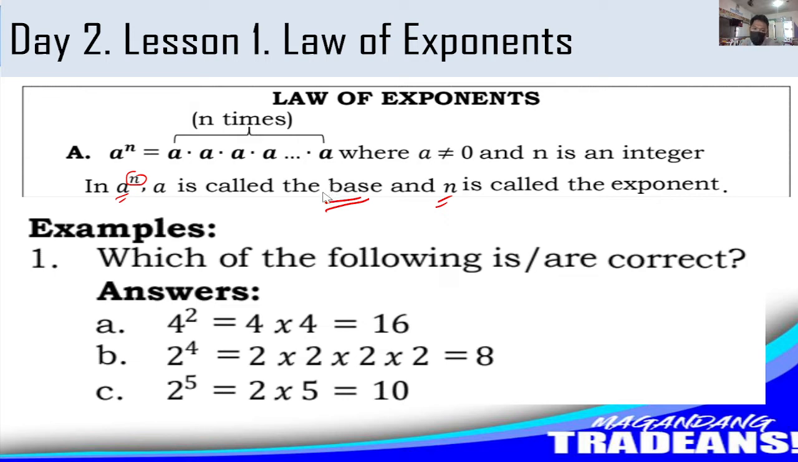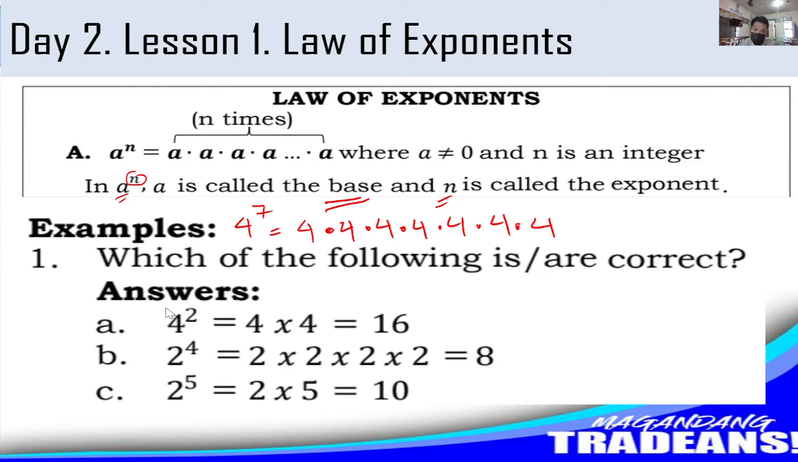So, pag sinabi mong exponents, ibig sabihin, i-multiply mo yung a kung ilang beses po yun siya. Example, we have this example, 4 raised to the power of 7. Ibig sabihin po, 7 times ulitin ang 4. Ganun po. Yan po ibig sabihin na exponent. Okay, we continue with example number 1. Which of the following is correct or are correct? So, check lang po kung correct. X naman po ang mali.